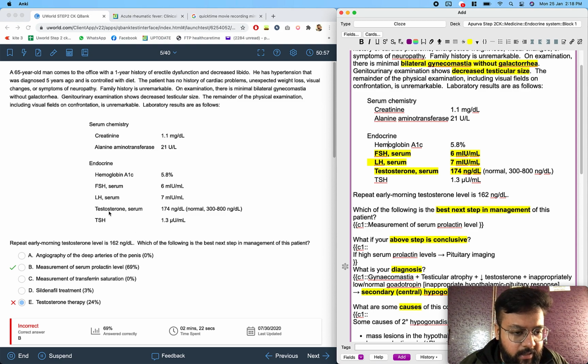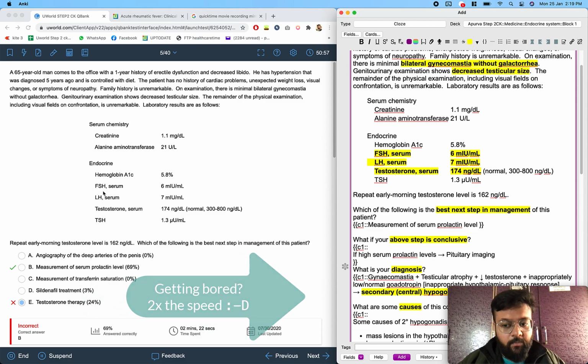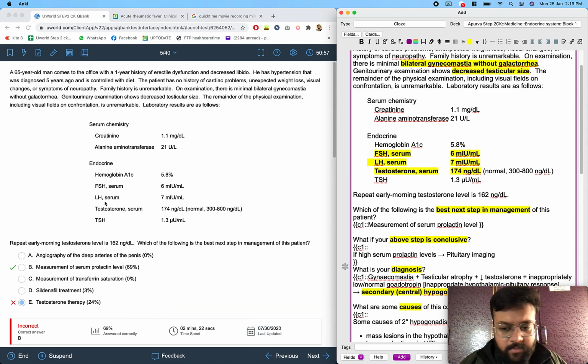Now the clear picture is that this patient has low testosterone and inappropriately low FSH and LH. If the patient were having primary hypogonadism, then no doubt the testosterone would be low, but the pituitary and hypothalamic axis would respond in such a way that LH and FSH become high. But this patient already has normal-looking FSH and LH, which should actually be high. So they are inappropriately normal or low for this patient.